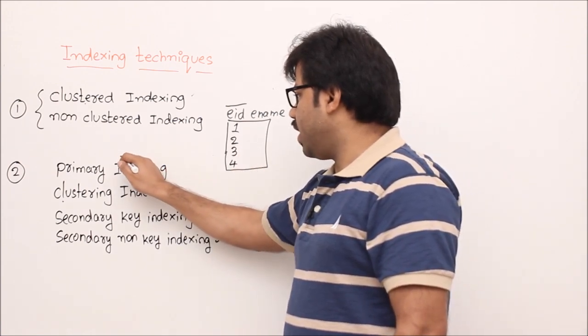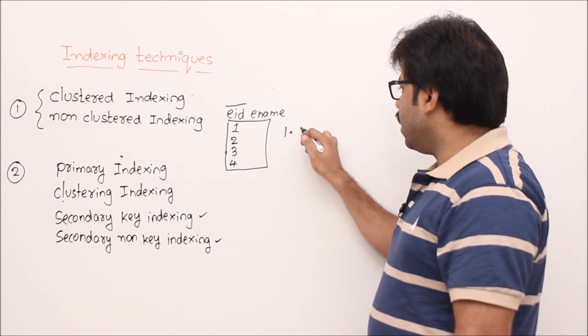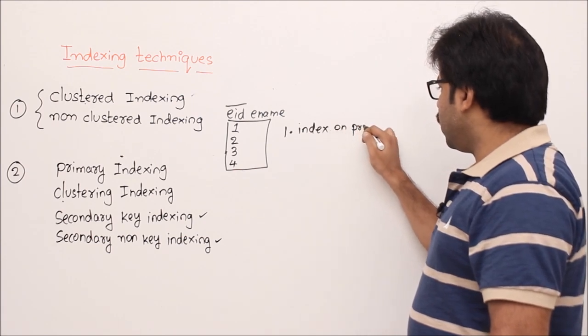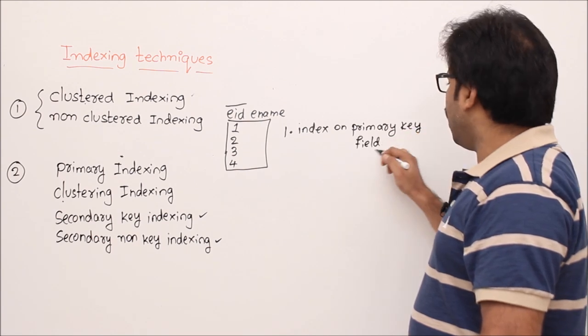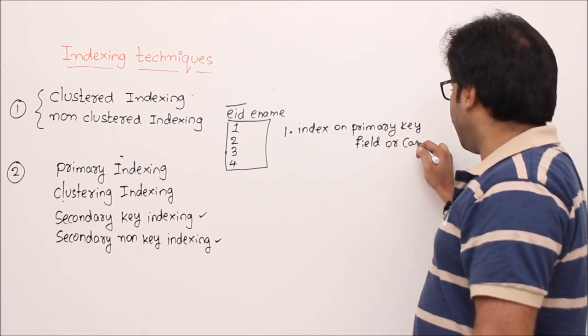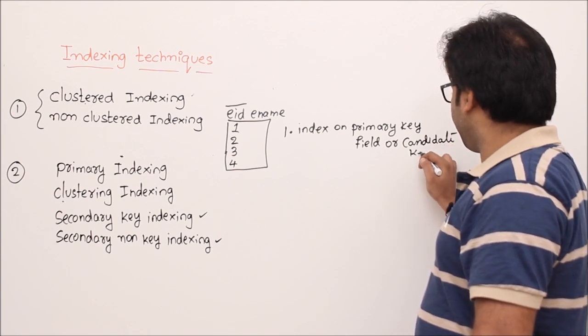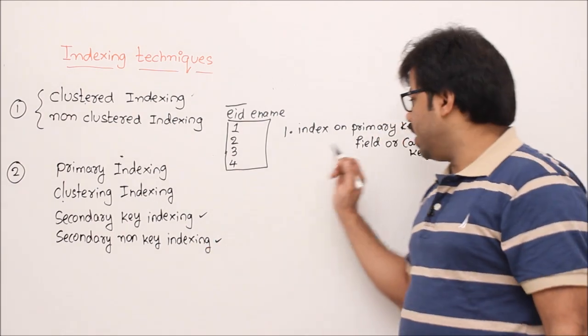There are 2 points I am discussing for primary indexing. Condition number 1: the index is on the primary key field, usually primary key field or key field. Otherwise, any candidate key field is also sufficient. So it need not be a primary key; at least it should be a candidate key.